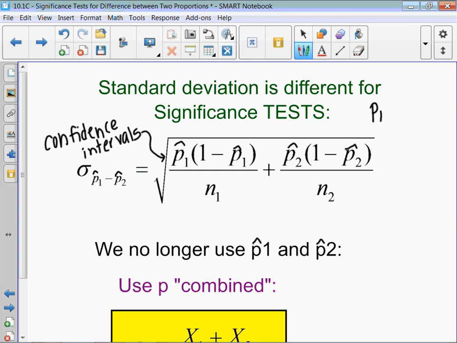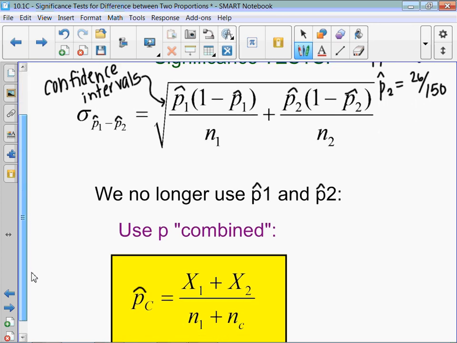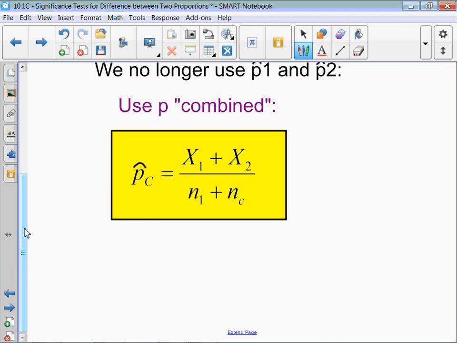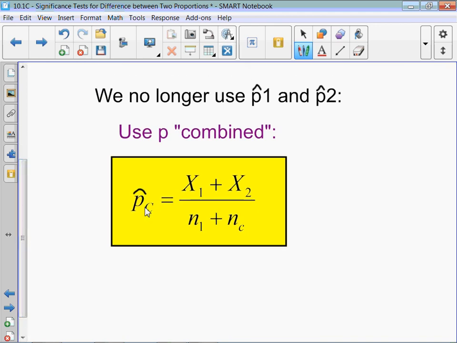For this problem, P1 with the hat on it is 19 out of 80. And P2 with the hat on it is 26 out of 150. And we would use separate proportions. However, we're not going to use P hat 1 and P hat 2. We use what's called P hat combined, or sometimes they use the word pooled. So we're going to pool them together into one fraction.